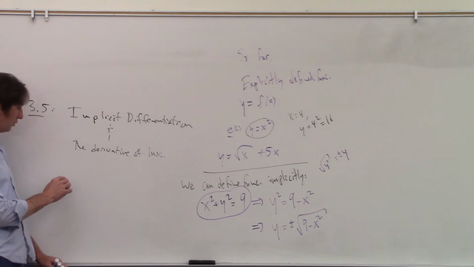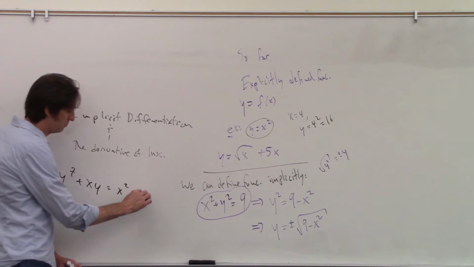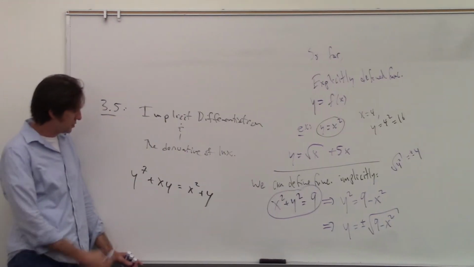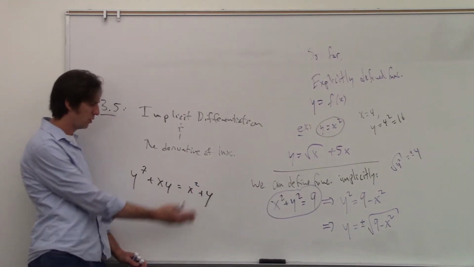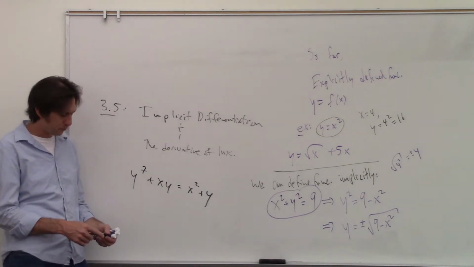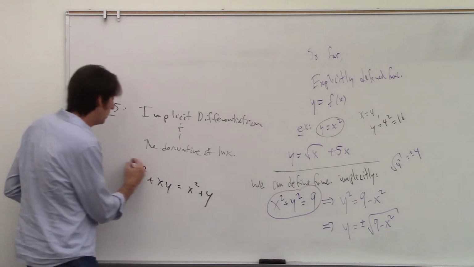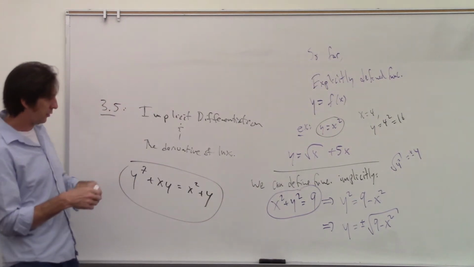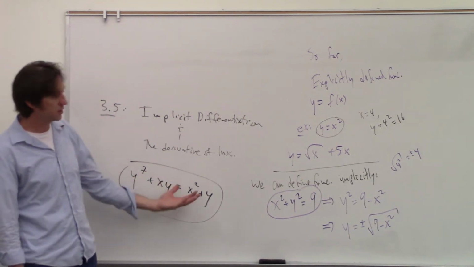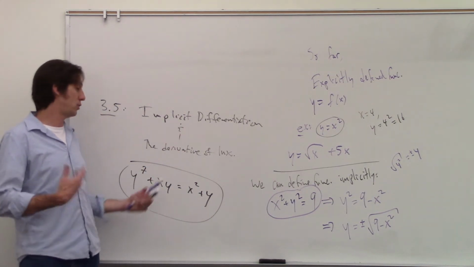But we can come up with examples where it's actually maybe impossible to solve for y in terms of just x. Right? I think if we were to try to solve this equation, y to the 7 plus xy equals x squared plus y, for just y in terms of x, we'd run into a bit of trouble. Now, it might be the case that even when we can only define a function implicitly in terms of another variable, we still might want to be able to compute its derivative.